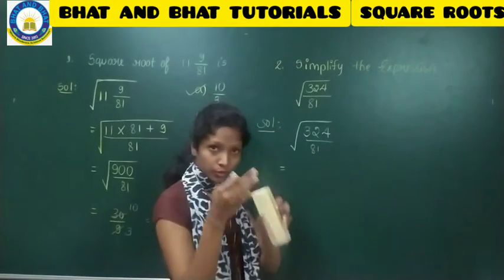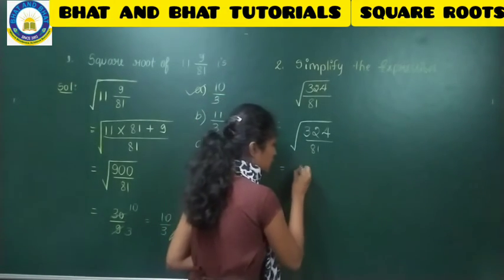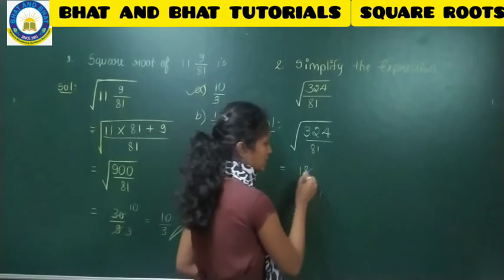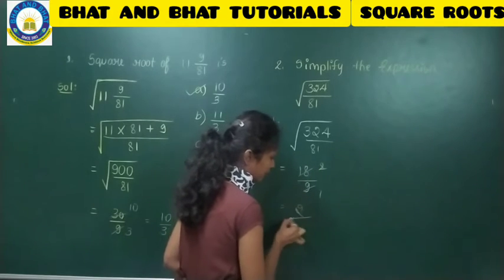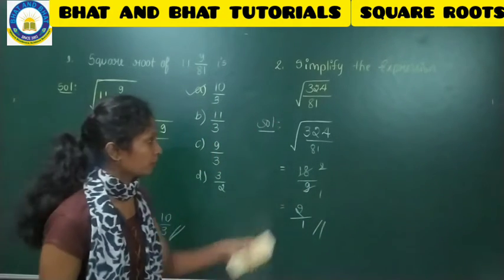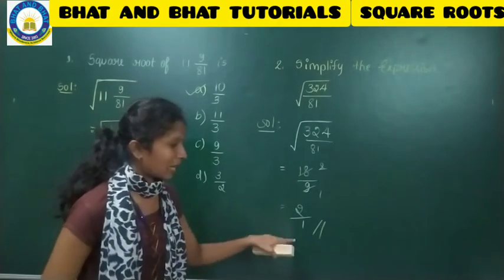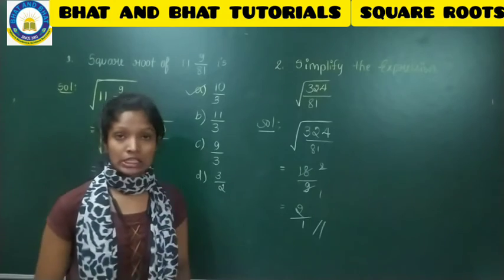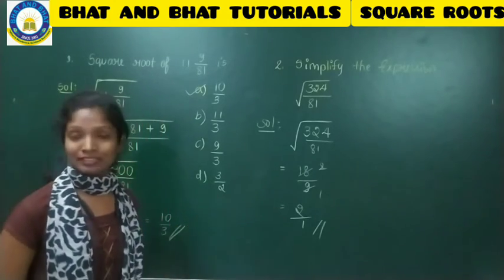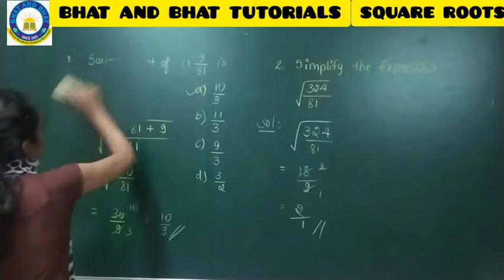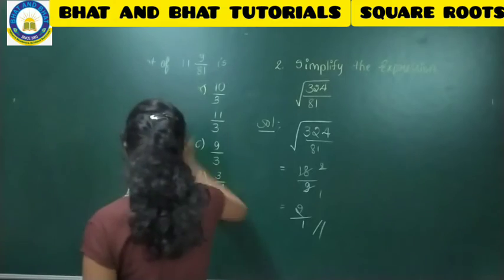In the next step, remove the square root. 18 squared is 324, 9 nines are 81, and 9 ones are 9, 9 twos are 18. So 2 by 1 is your answer. We have removed the square root, and it could be simplified further. So we have simplified and got the answer as 2 by 1. Now you can copy that down. Fine, hope you have copied both the problems. Now we'll move on to the third problem for today.